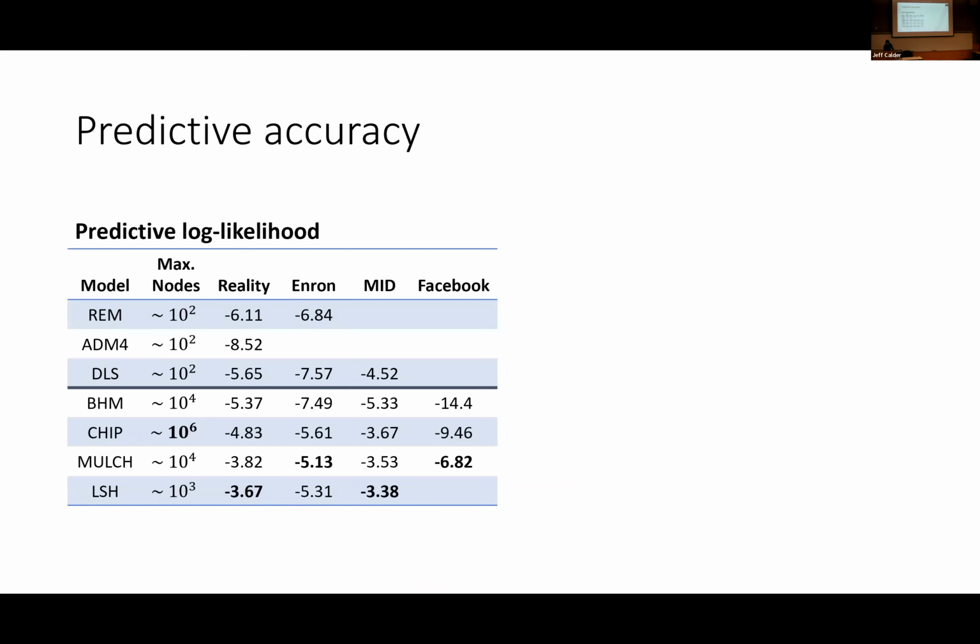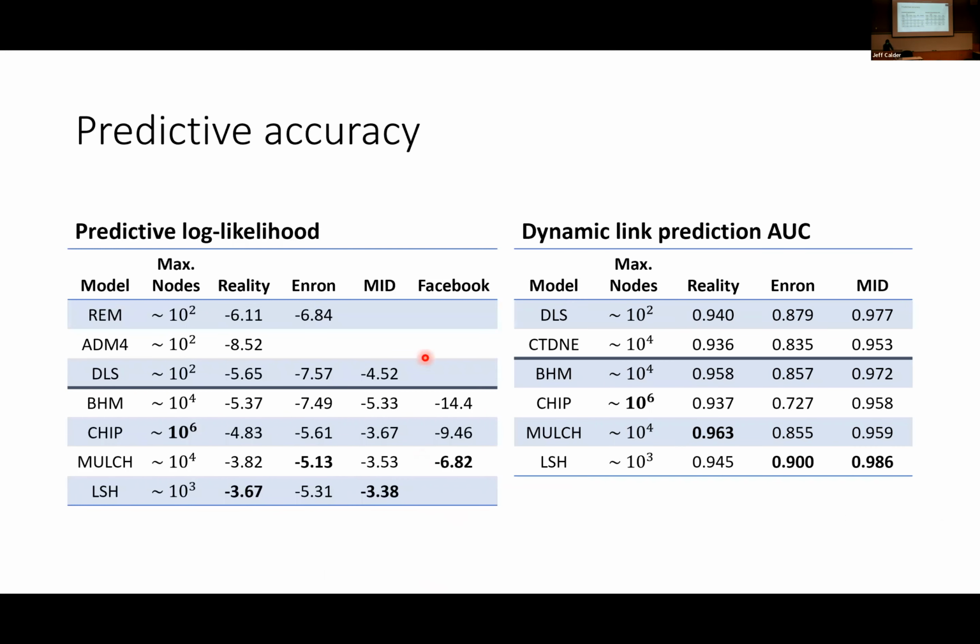And if we look at predictive accuracy, there are two ways of measuring it. One is predictive log likelihood. So let's say we fit our model to data on the first 80% of the events, and then we measure the log likelihood on the last 20%. The models behind this line here were ones proposed by my group. You see CHIP is the one that scales the best, it takes 1 million nodes. These two models, MULCH and latent space Hawkes, another model from my group, are generally among the best when it comes to predictive log likelihood.